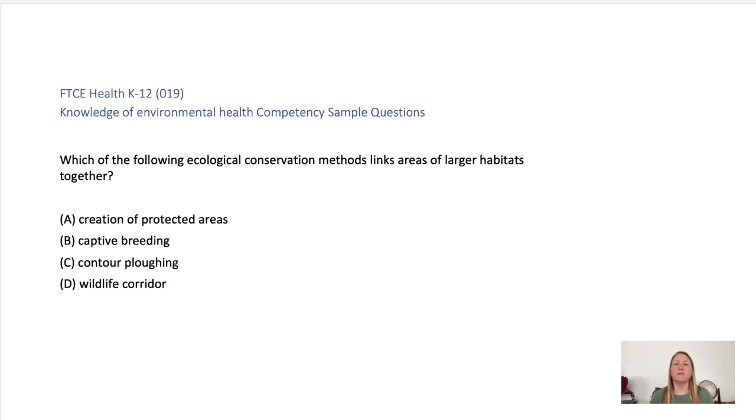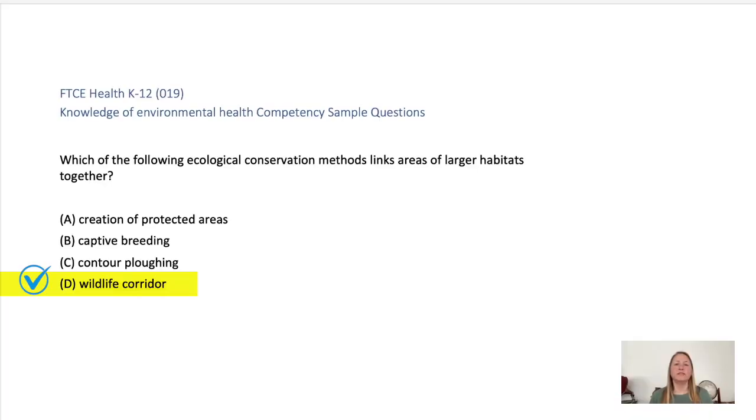A, creation of protected areas is incorrect. This protects specific zones but doesn't connect habitats. B, captive breeding is incorrect. This helps increase population numbers, but happens in controlled environments. C, contour plowing is incorrect. This is a farming method to prevent soil erosion, unrelated to linking habitats.